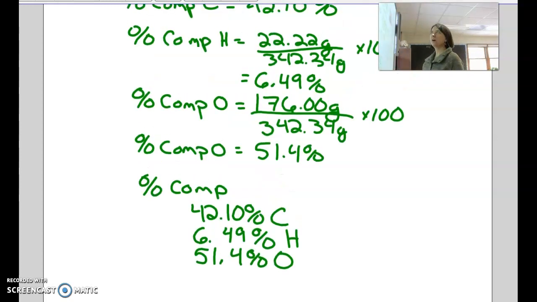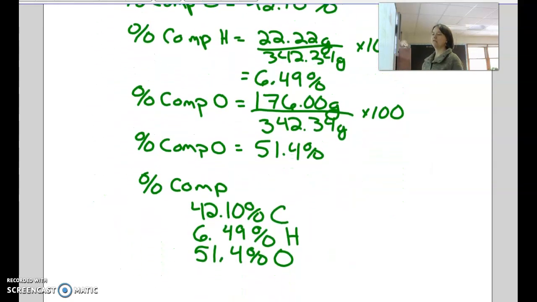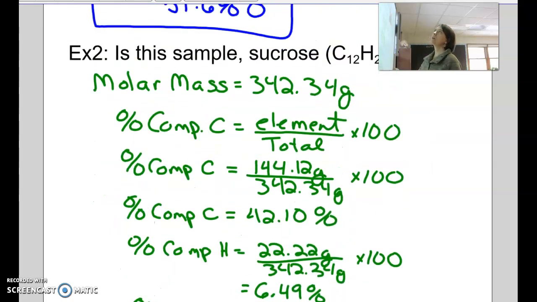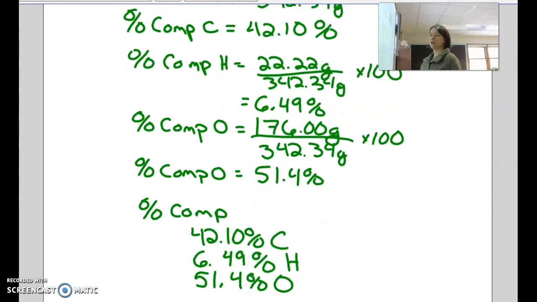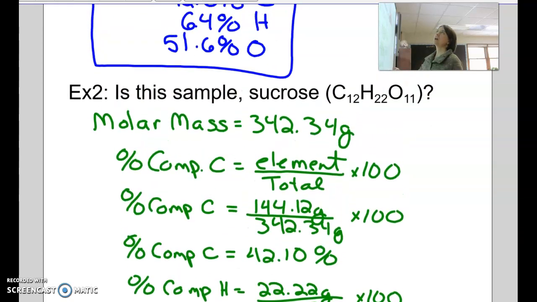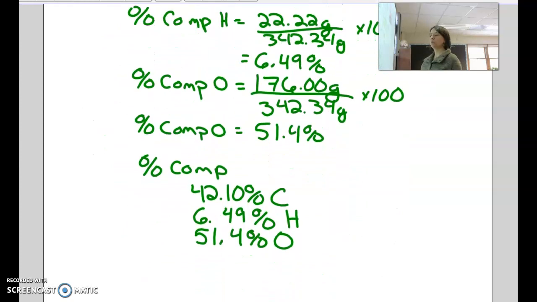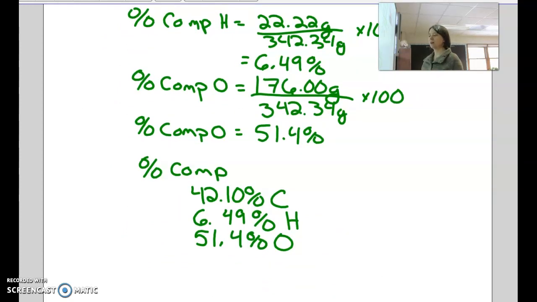Okay, when we compare them, originally we got 42% carbon, and here we got 42.1% carbon, and 6.4% hydrogen, and 6.49% hydrogen, and 51.6% oxygen and 51.4% oxygen here. These are all within 1 or 2 hundredths of each other, so yes, they are close enough.